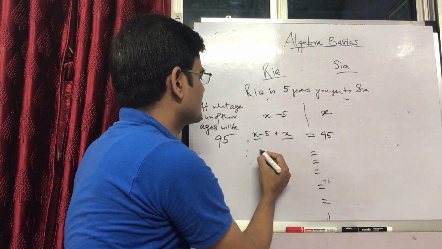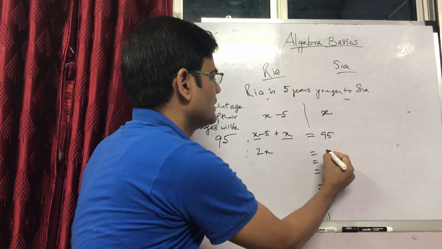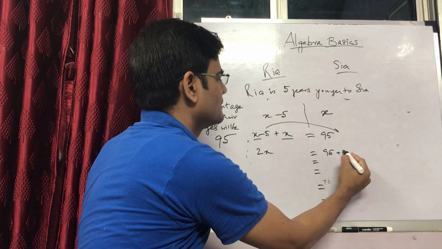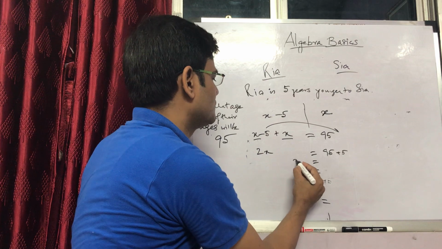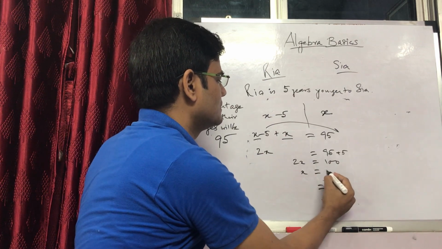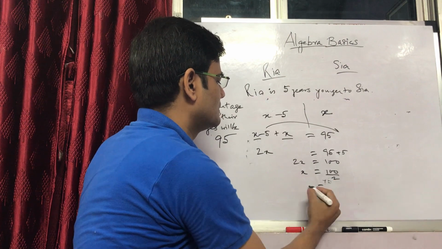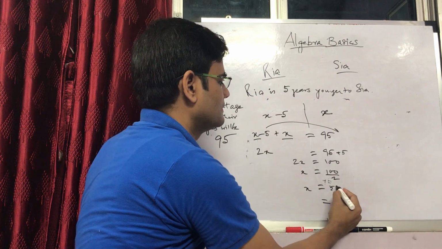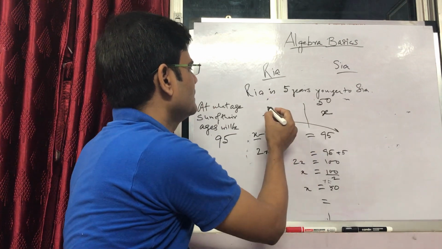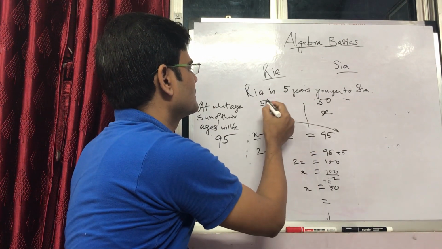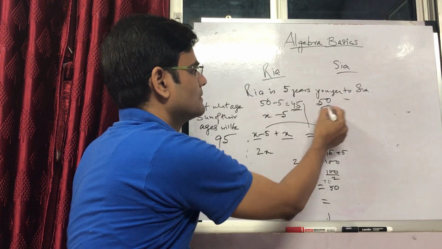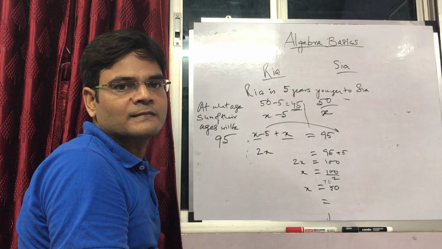X plus x is 2x, 95. This goes on that side, plus 5. 2x equals to 100. X equals to 100 by 2. X equals to 50. So Sia is 50 years and Ria is 50 minus 5. The answer does not change.